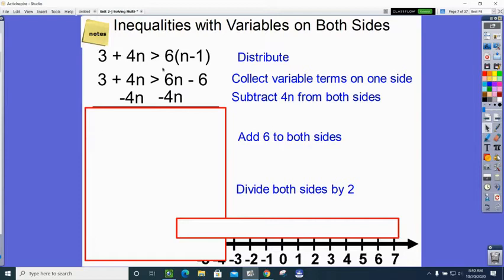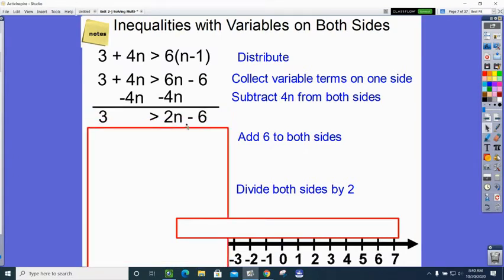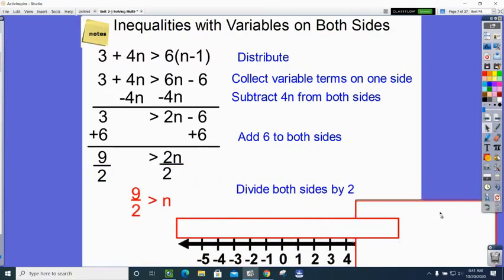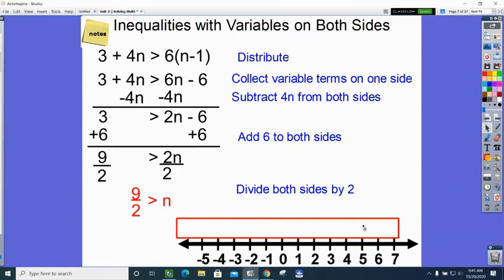I would have 3 is greater than 2n minus 6. I'm not switching the inequality because subtracting does not do that. I now would add 6 to both sides. That doesn't flip the inequality. And finally, my last step is to divide by 2, which also does not flip the inequality. Now I'm going to make a note here before we graph it and remind ourselves about interval notation.